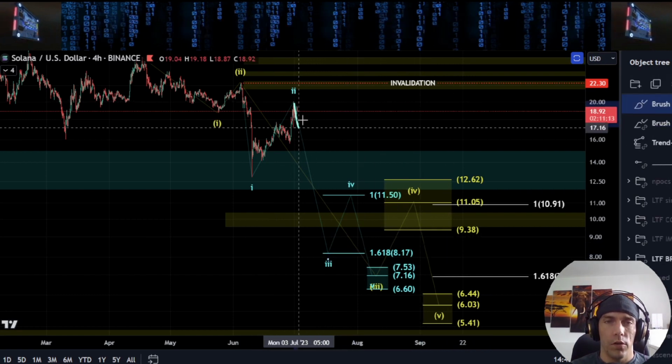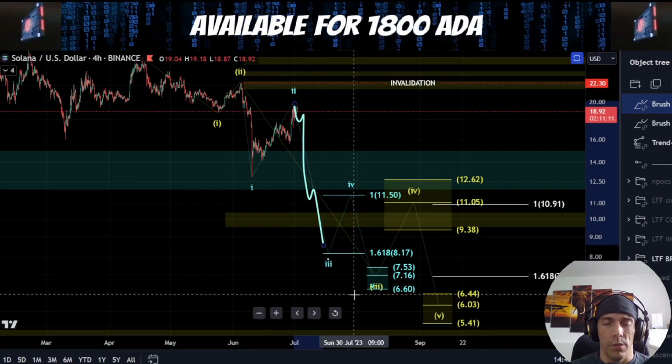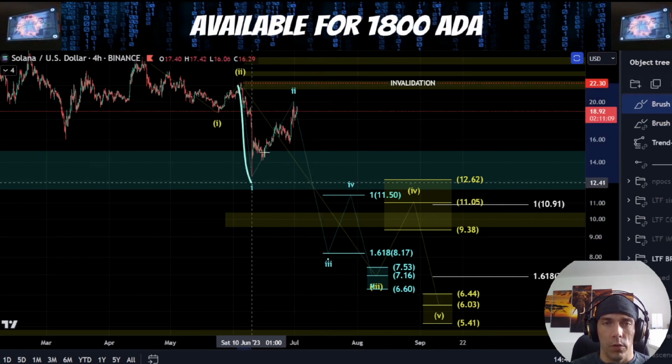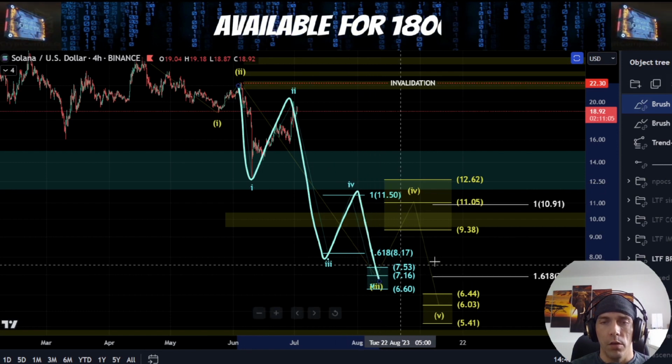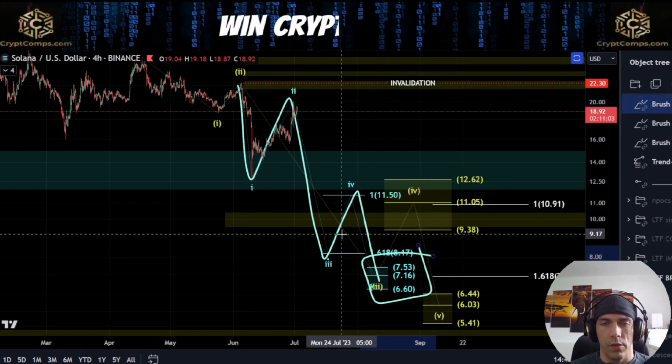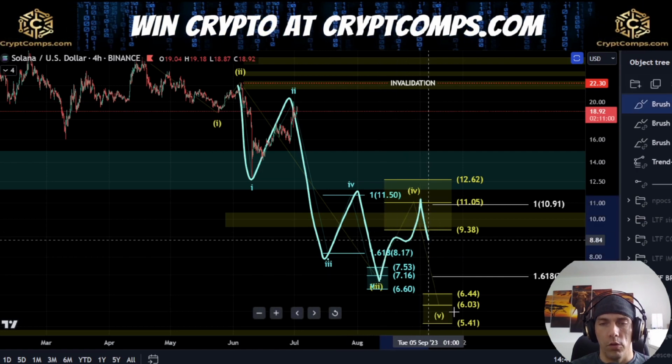If we do see price actually start to fall off in a bigger way here in 5 waves, what I would be on the lookout for is that this could become 1, 2, 3, 4, and 5 into this point here, this 753 to this 660, and then we'd be looking for an additional 4th and a 5th.